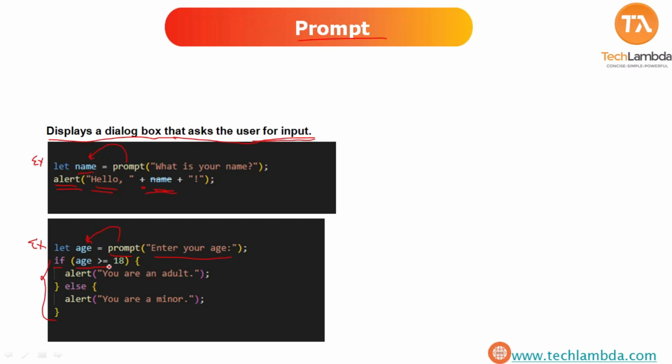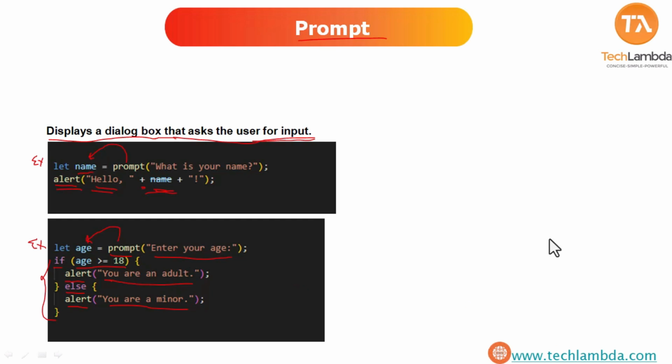If this is the condition, age is greater than or equal to 18, give the alert you are an adult. The age given by the user as an input in the prompt dialog box is stored in age, and it checks if age is greater than or equal to 18, then alert shows you are an adult. Else, otherwise, if your age is not greater than or equal to 18, then in the else condition alert shows you are a minor, right? So this is basically a prompt dialog box.